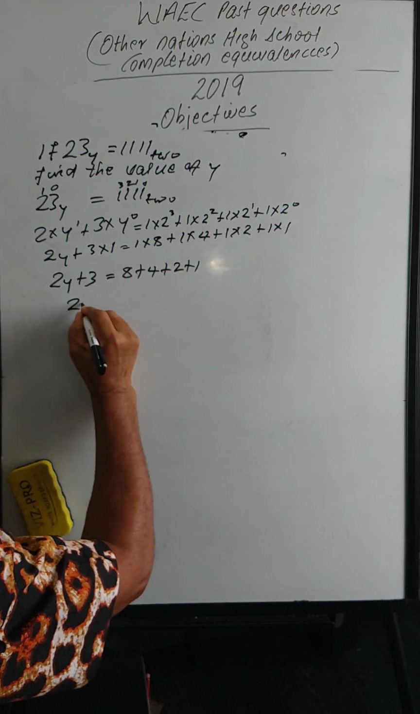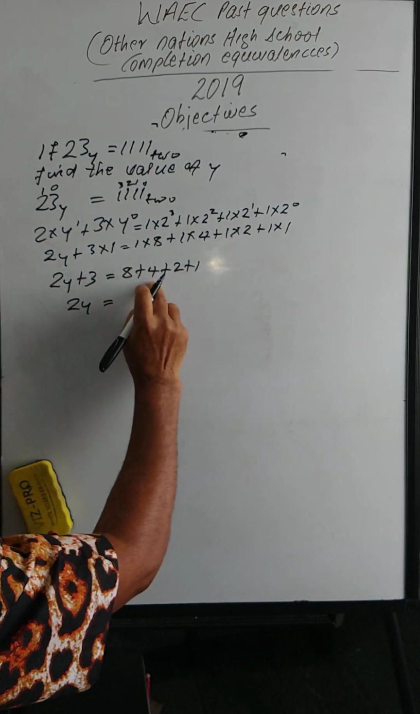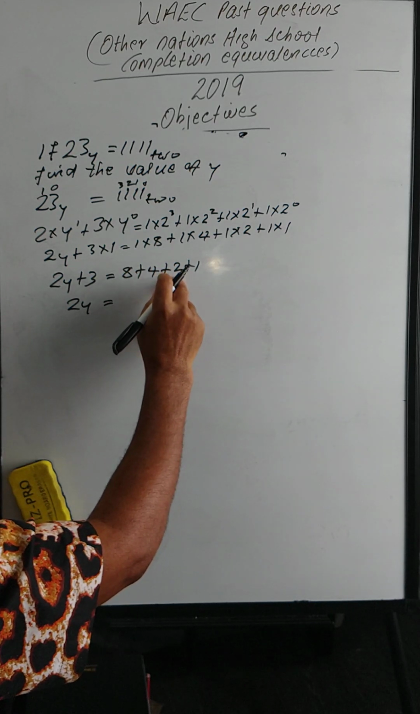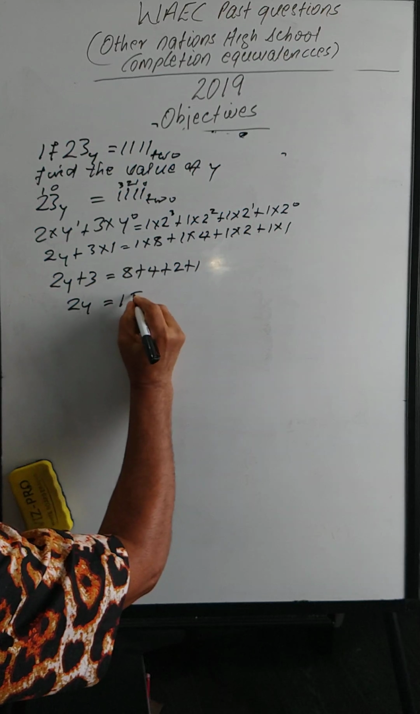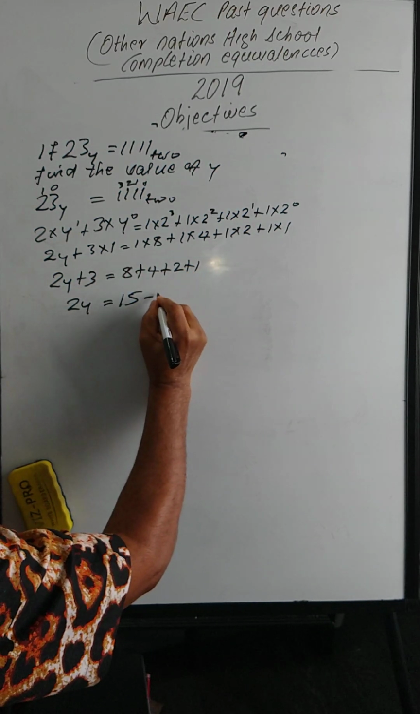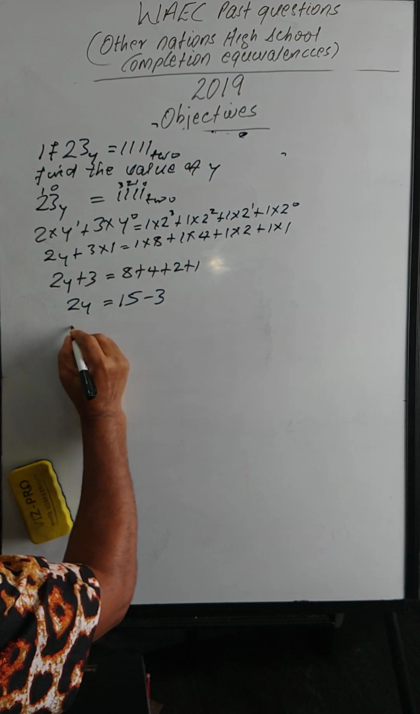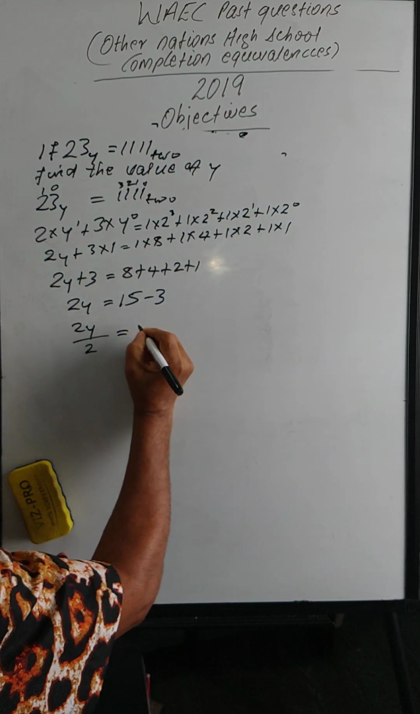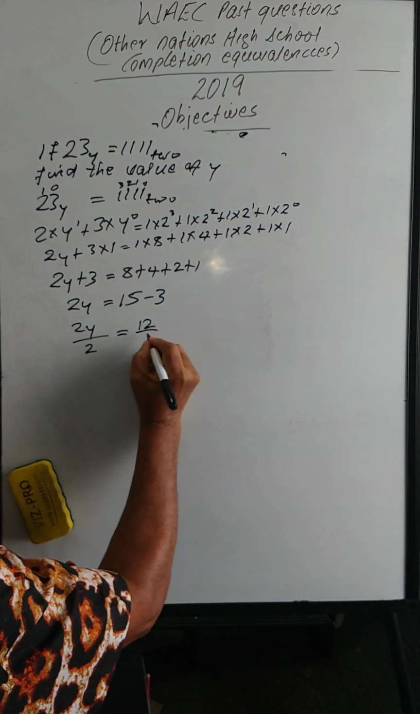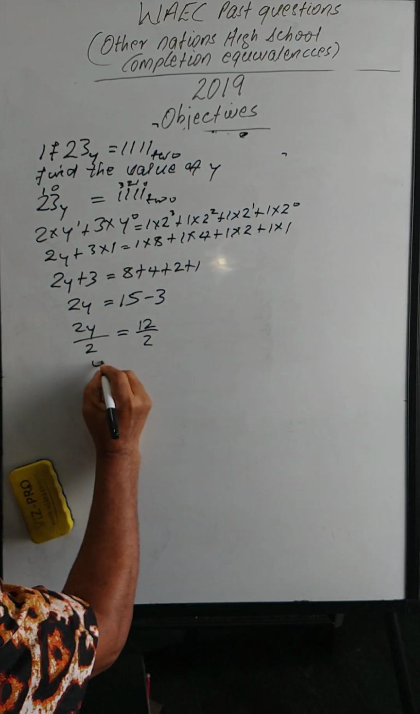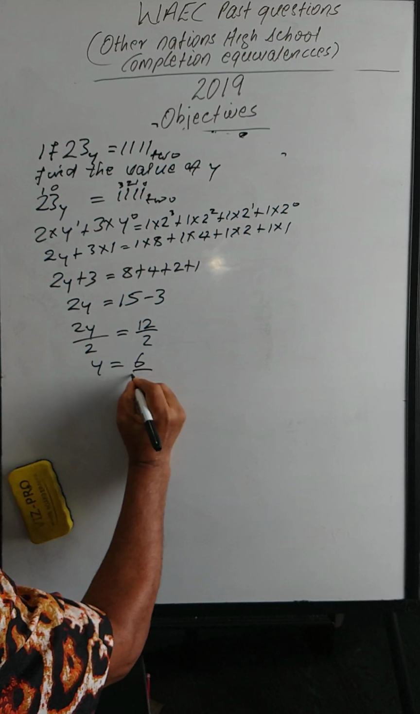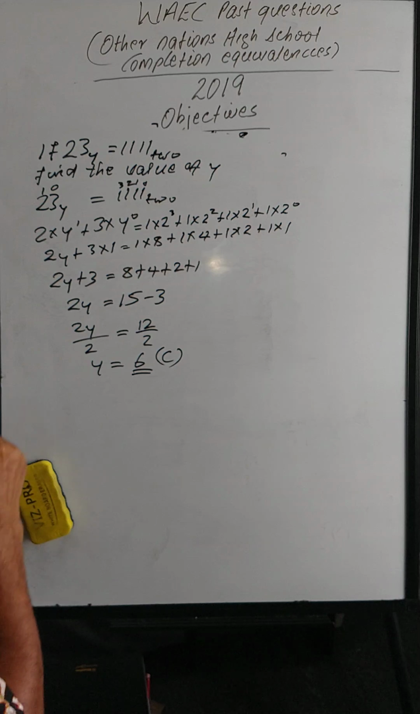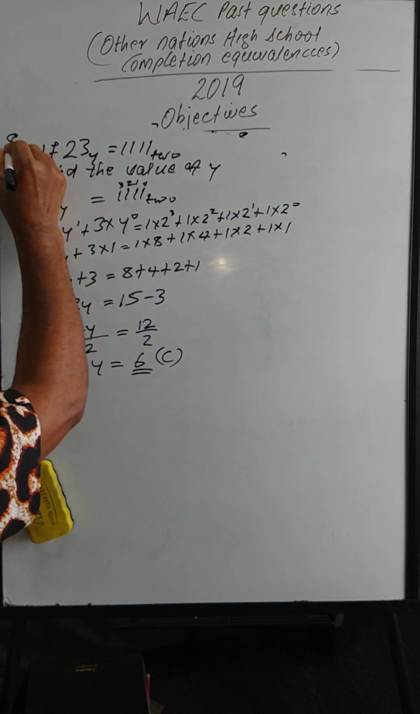So we now have 2y equals 8 plus 4 is 12, 12 plus 2 is 14, 14 plus 1 is 15. The positive 3 crossing becomes negative 3. So we have 2y divided by 2, that will give us 12 divided by 2. So y, therefore, is equal to 6. Option C. Remember that we say that that is number 8.